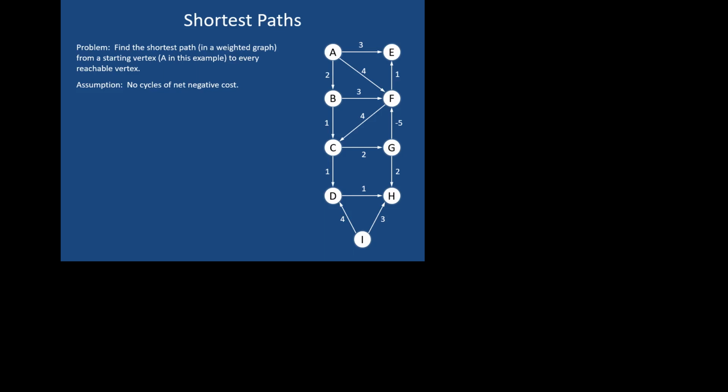0. Not, distance from A to F is not 0 here. Well, there is a path. It's 0. Oh, I'm sorry. Yeah, you're right. I forgot. I didn't see the -5.